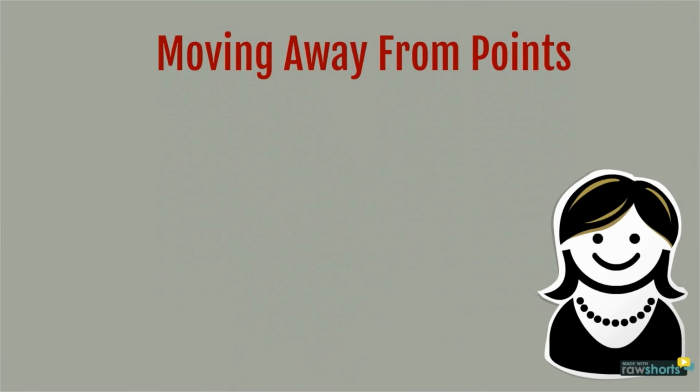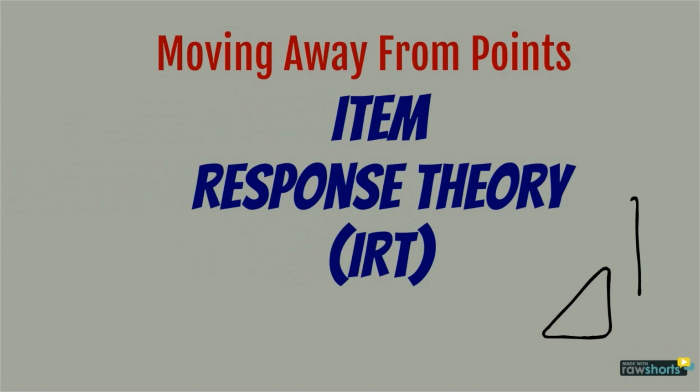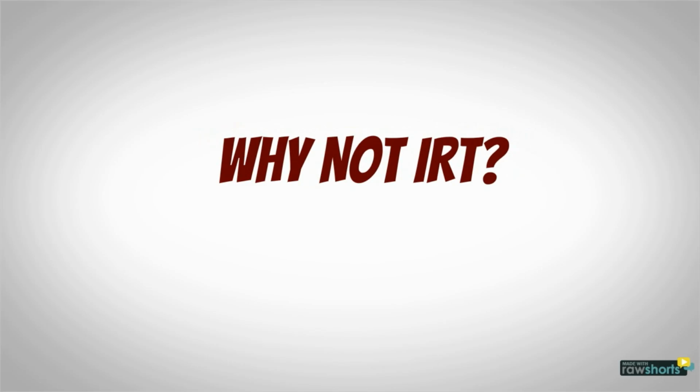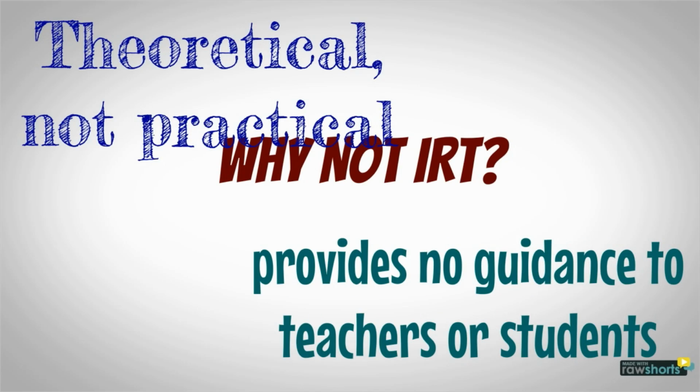So, how does a teacher move away from the 100-point scale? One way is item response theory. This model is based on a continuum of latent scores and then mathematically estimates each student's score on the latent continuum. While this sounds interesting, there are some drawbacks. Why not IRT? For starters, while it is theoretically possible to use IRT models for formative assessment, it would require a tremendous amount of time and money and is therefore not practical. Secondly, formative assessment based on IRT models provides no information that could guide teachers and students regarding teaching and learning.